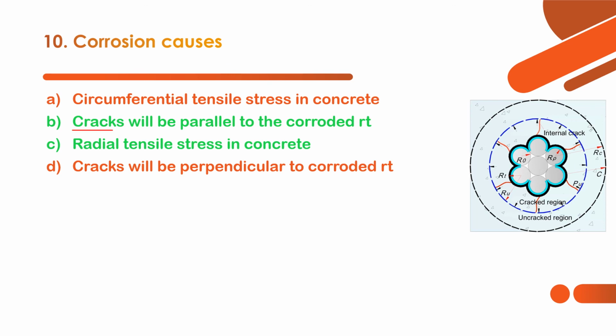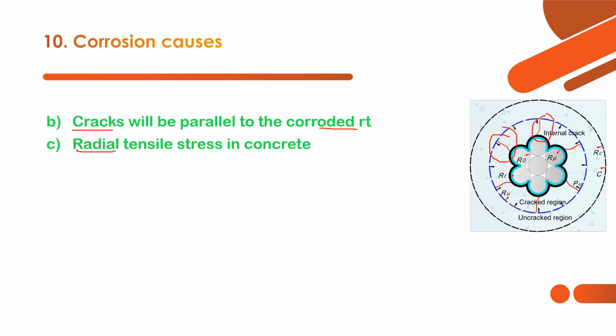The first option is about cracks. How will the cracks be? Cracks will be parallel to the corroded reinforcement, and the stress will be radial. Radial tensile stress will be there. Radial tensile stress in concrete.